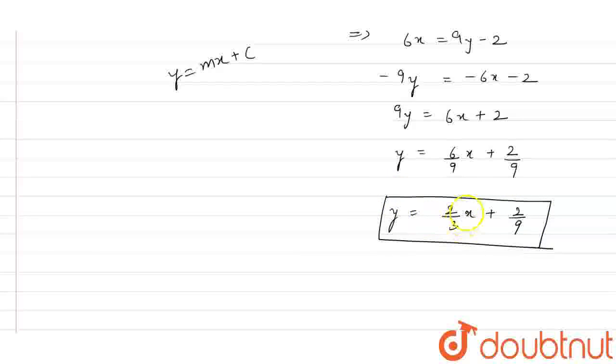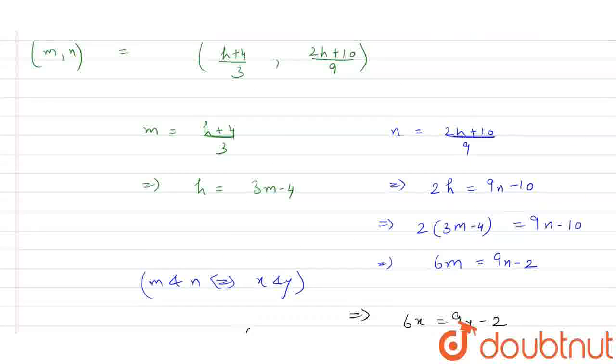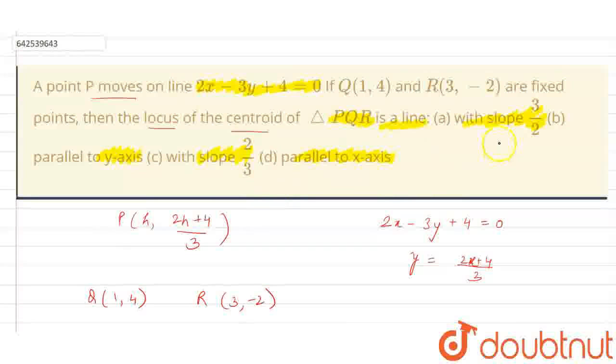So from here, if you can see, the value of m, that is the slope, is 2 by 3. Now let us check the options we are given, to see which has 2 by 3 as the slope. Here it is 3 by 2, so it is wrong. Parallel to the y-axis, not at all. Slope 2 by 3, this is the correct option, right?